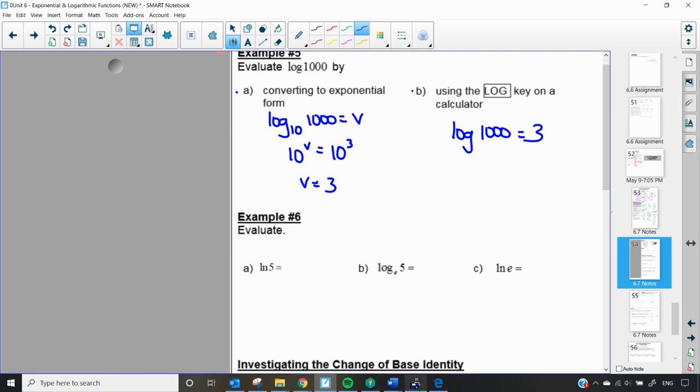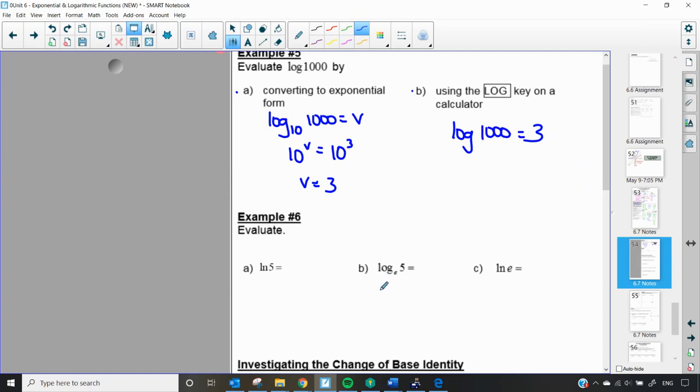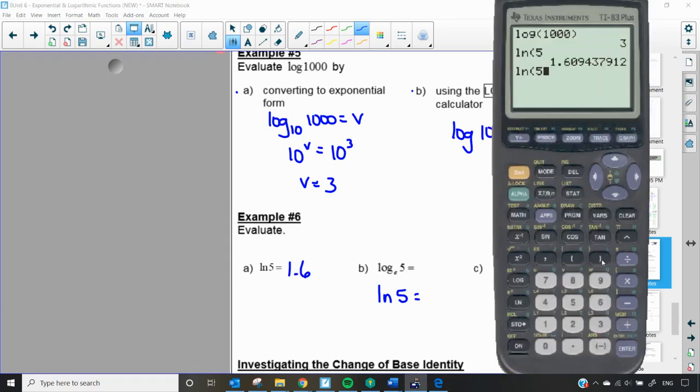We can do the same with ln. So on our calculator, we can have ln of 5. So ln of 5 is 1.6. Log e of 5. Now log e of 5, if you remember from our previous page, log base e is the same as ln. So we can actually type this as ln 5 in our calculator. So ln of 5 is also 1.6.